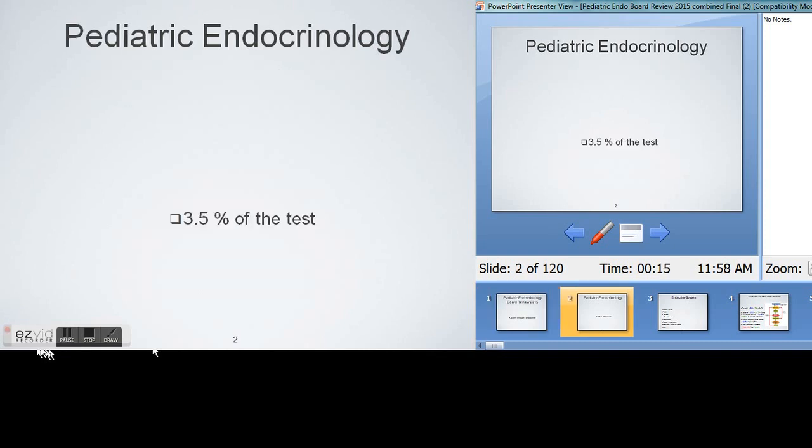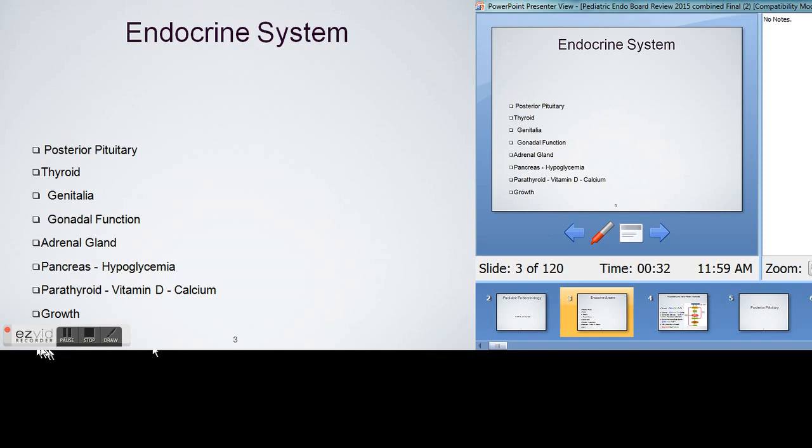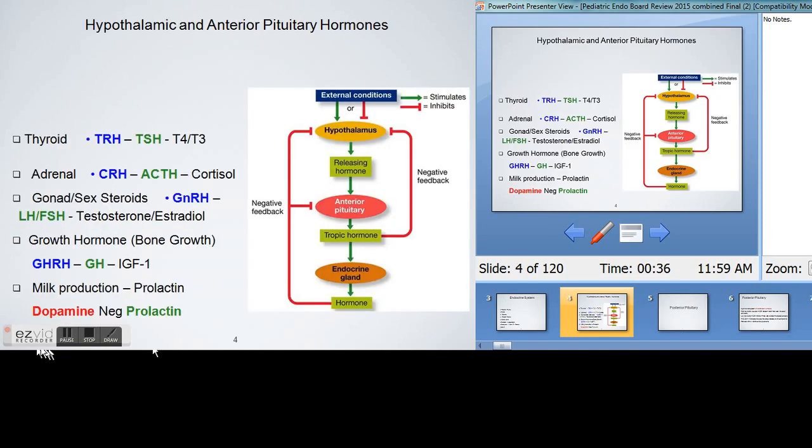So remember, pediatric endocrinology is about 3.5% of the test. So it's a significant amount. Yeah, the highest that something is is 4%. Nutrition. Prevention. Well, some of that is endocrine. But anyway, we're going to go through these systems and we're going to go quickly.